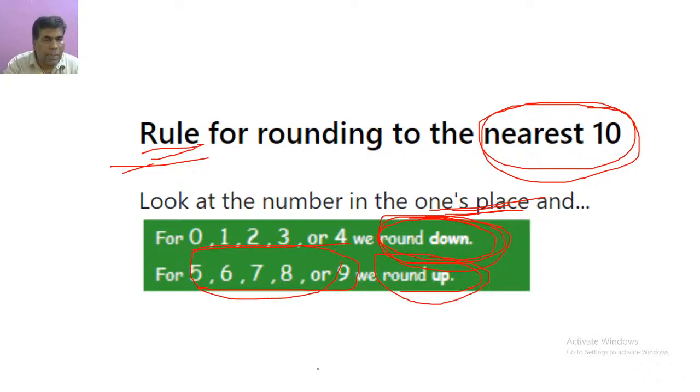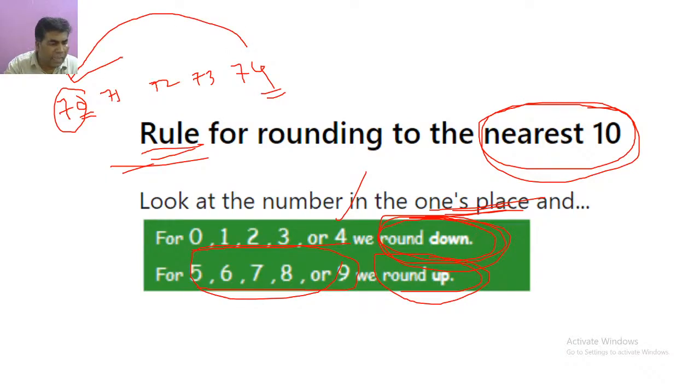This is very, very important. Suppose I have 74. In the units place, what do I have? I have 4. So what is the nearest 10 for 74? I have to round it down, which means I have to make it go down: 73, 72, 71. What will come? 70 will come. Here in the ones place, I should have 0, because 70 is a multiple of 10. So 74 rounded off is 70.